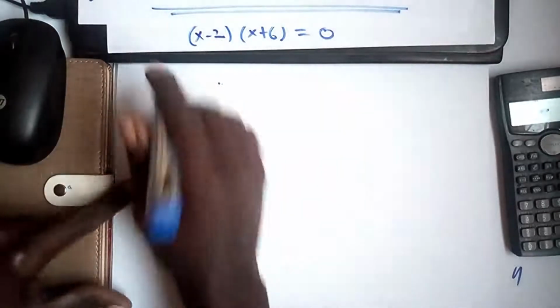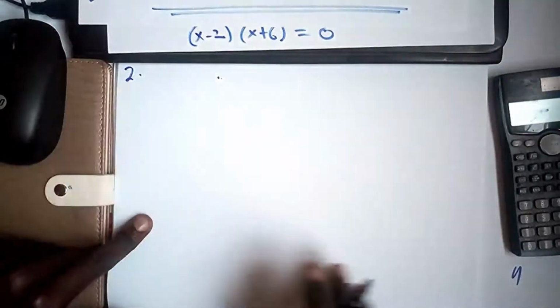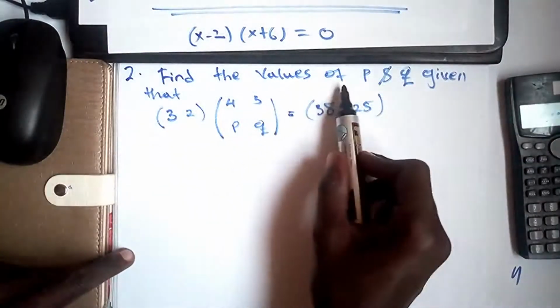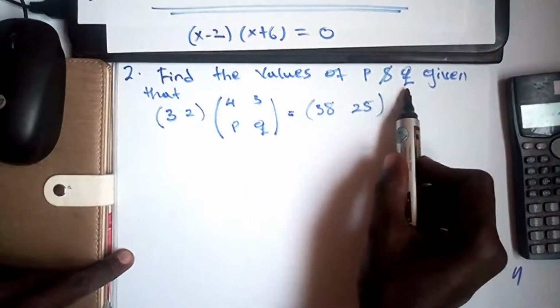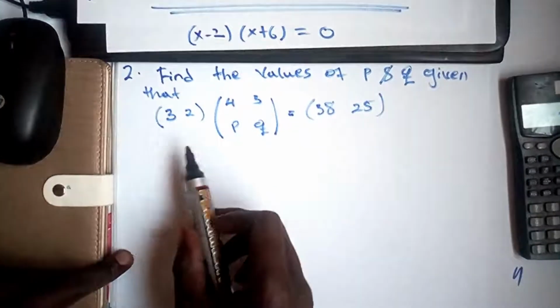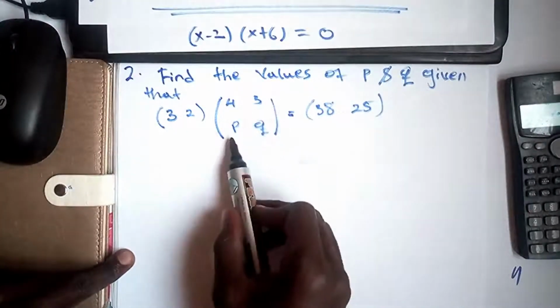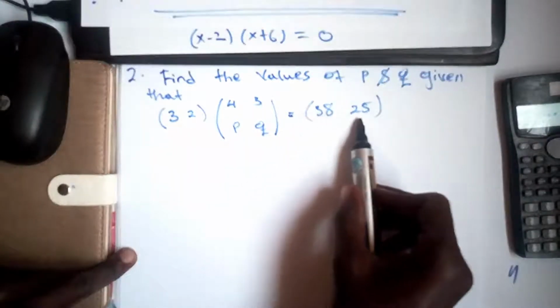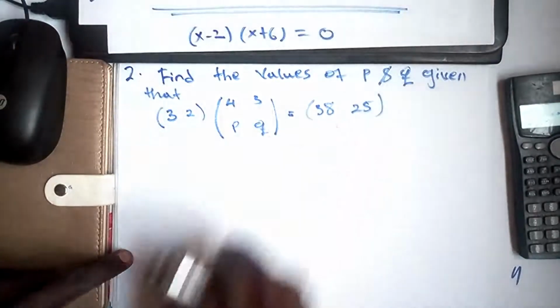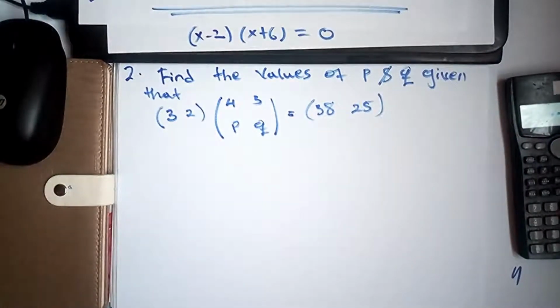Example 2. Find the values of P and Q given that the matrix (3, 2; 4, 3) times (P, Q) is equal to (38, 25). So we are given that expression and we are required to find the unknowns, that is P and Q.